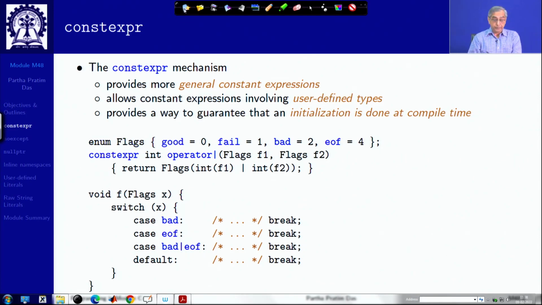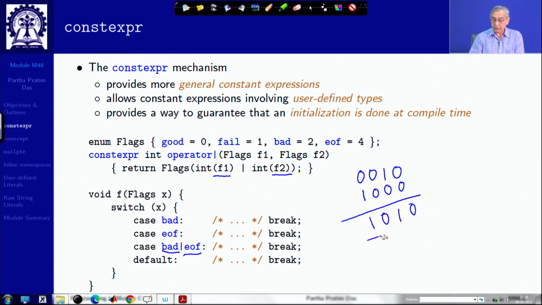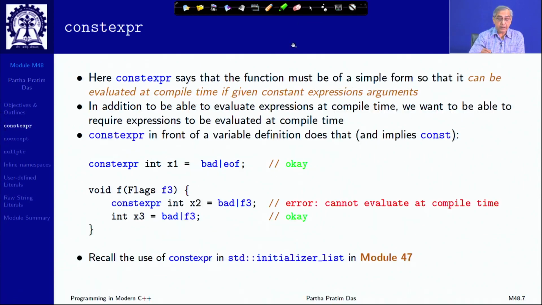But what will happen with the const expression? With the const expression at the compile time, f1 will be treated as bad, f2 will be treated as UF, and it will actually compute the OR of these two, and whatever is that ORed value. So, if I have 0 0 1 0 and UF is 4, and I have OR of that, then for this value, this case will be applicable. This is possible because we can evaluate this expression as a constant expression at the compile time. So, this is the basic feature of the const expression.